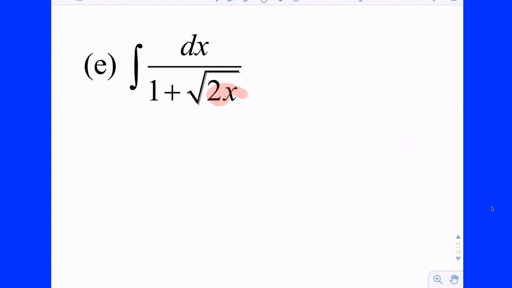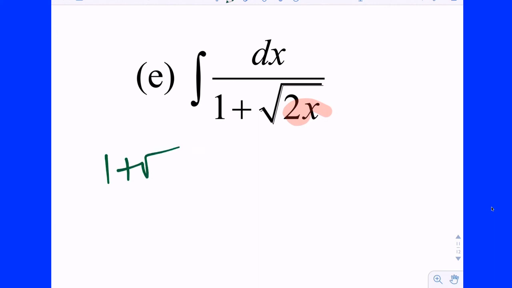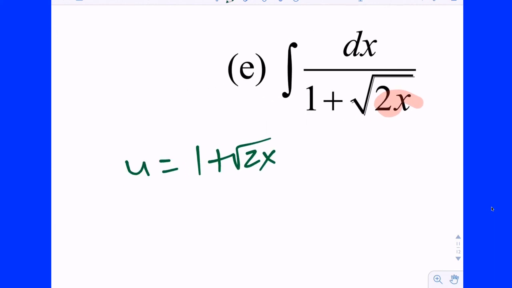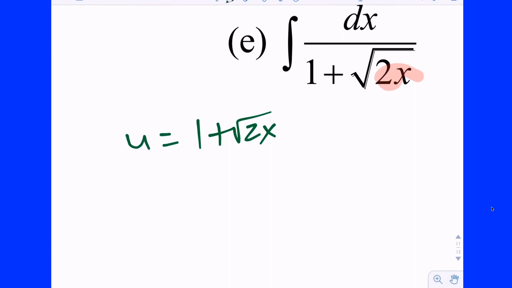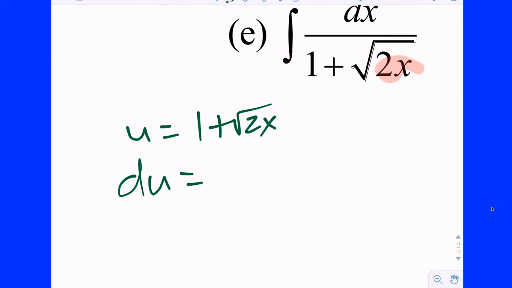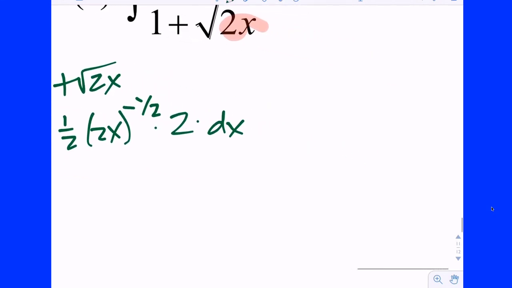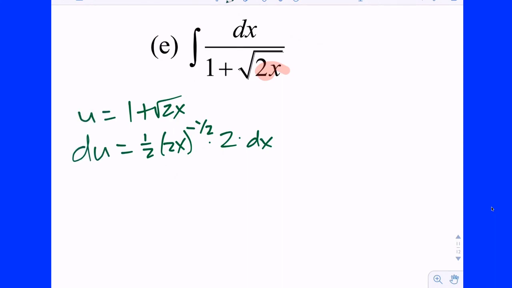Now, you said to take the entire 1 plus the square root of 2x as u. That's an interesting proposition. Let's try it. du is going to equal, 1 goes to 0, and then I get 1/2 times 2x to the negative 1/2 times 2 times dx in differential form. Now I've got to solve that for dx, and I'm going to have another x there. Oh, these divide out. Yay. So this becomes the square root of 2x du equals dx.